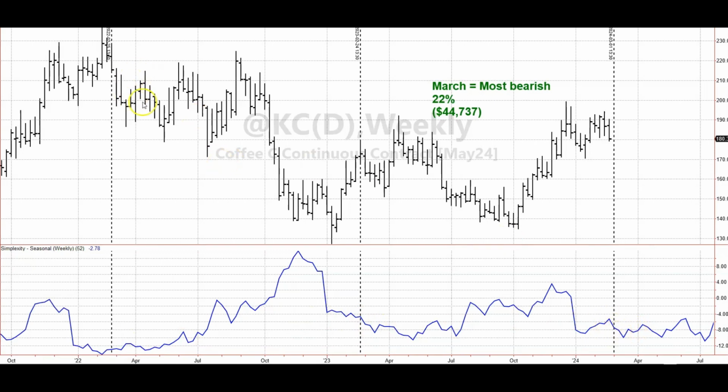If we look at the price, 2 years ago saw a pretty big decline in March. Last year, same thing, a big decline in March. And this year is looking like a similar type of setup to the last 2 years where we had a rally heading into March and then a decline. And this year, a rally into March. So we'll see if we get this decline again this year.